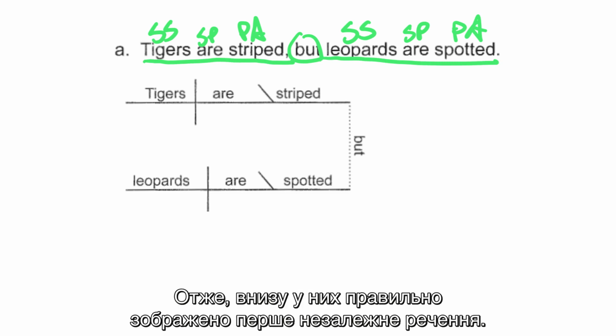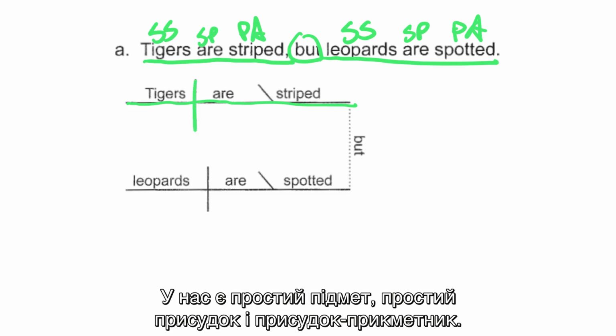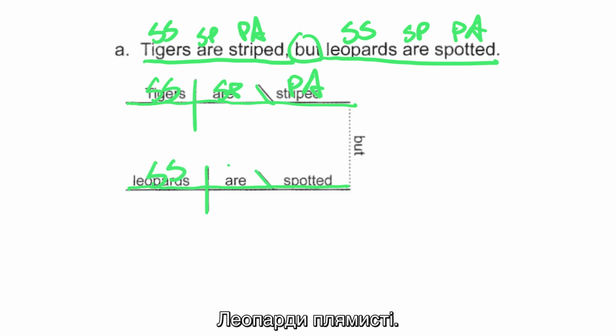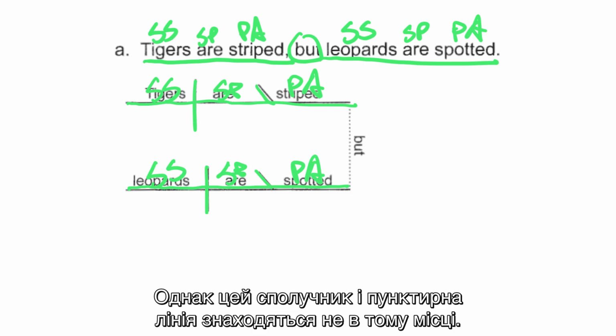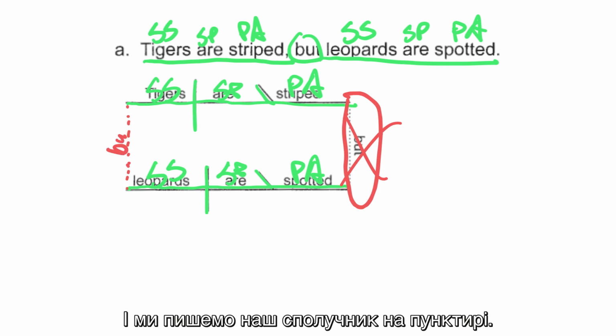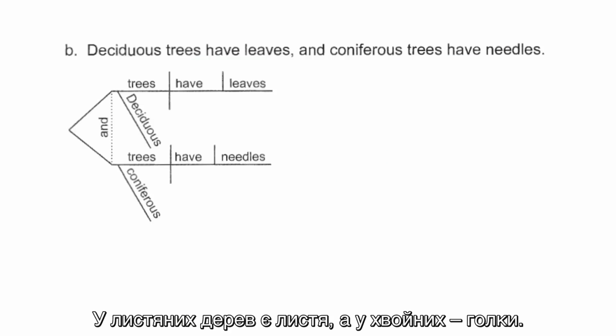So down below, they have the first independent clause diagrammed correctly. We have our simple subject, our simple predicate, and our predicate adjective. Right down beneath, we have our second independent clause. Leopards are spotted. However, this conjunction and dotted line are in the wrong spot. It should go over here. And we write our conjunction on the dotted line.